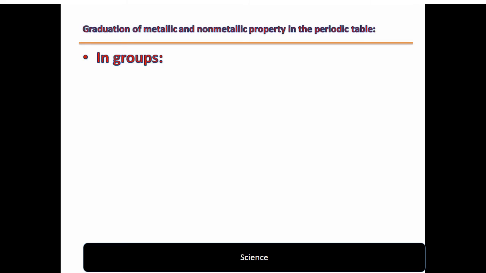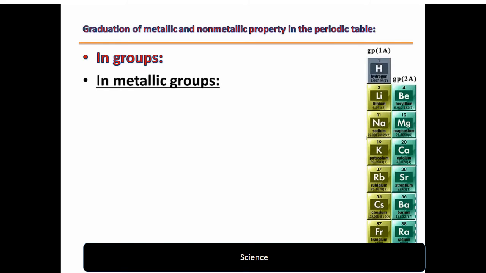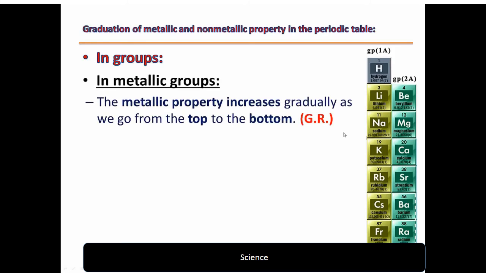But in groups, we will talk about metallic groups such as group 1A and 2A. In groups, the metallic property increases gradually as we go from the top to the bottom. And this is an important give reason question. Metallic property increases in groups by increasing the atomic number.